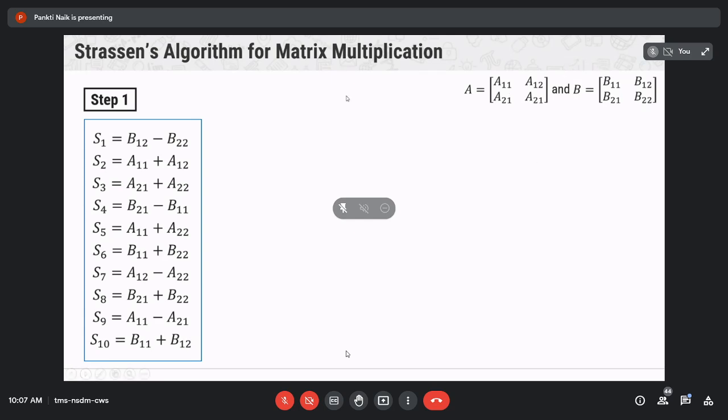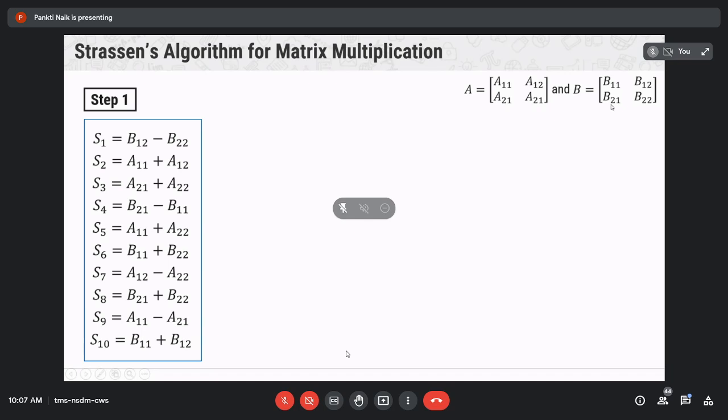How? So S1 is equal to B12, right, minus B22, right? The second matrix is the second column, right? So the first element of your second column minus the second element of your second column, right? Then S2 is equal to A11 plus A12, right? First row addition, right? S3 is equal to second row addition, right?